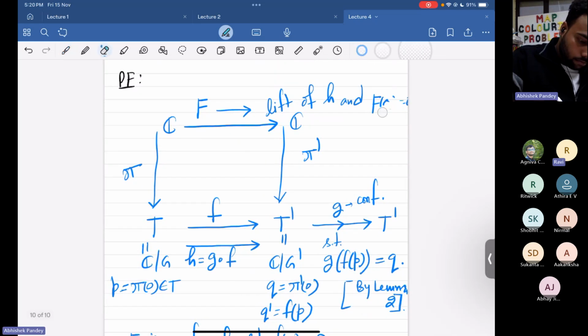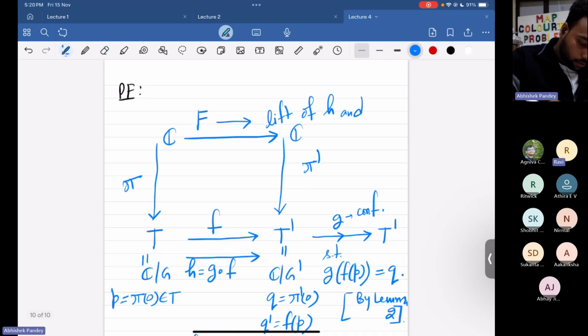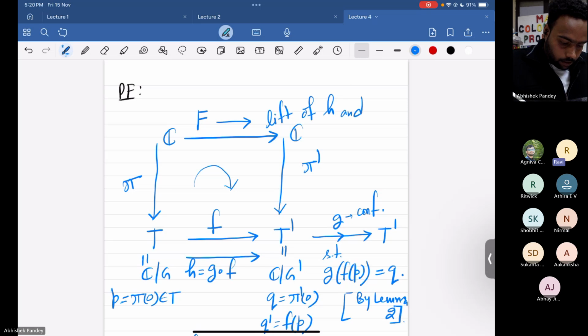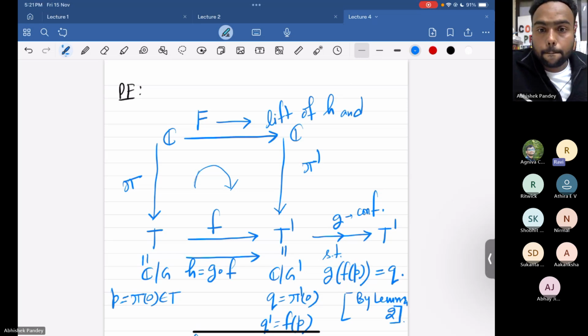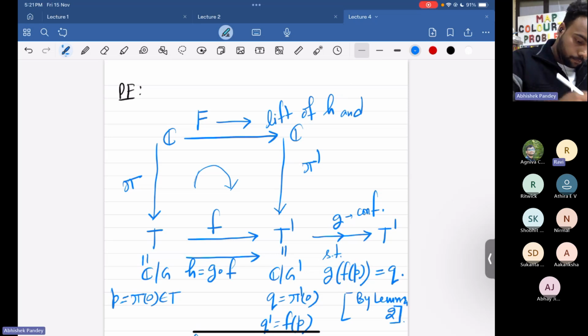Basically, there is one lifting, pi prime, and there is this other lifting, right? So this diagram will commute. Yes, this diagram commutes, but you are taking the small lifting, small h. Small h is from T to some new T prime, so pi prime is from C to the old T prime. I'm just worrying about that.